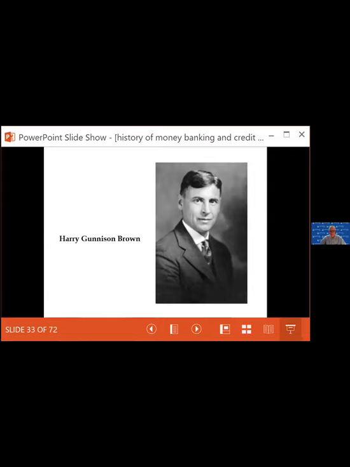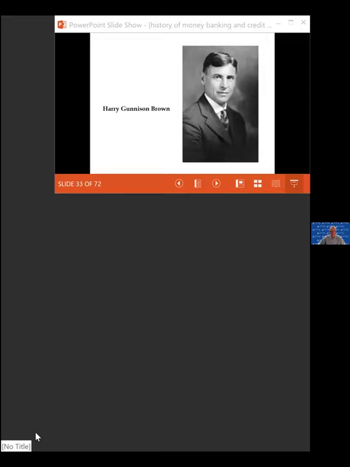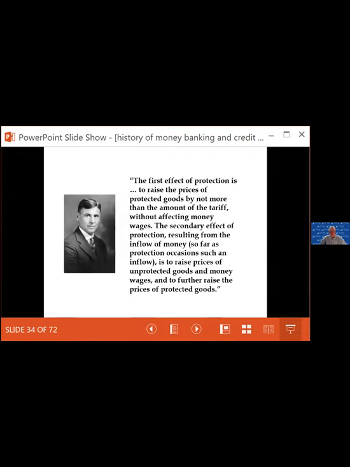And that was what Churchill was alluding to, not only the increase in the price of gold, but the imposition by the United States of a high tariff on imports in the effort to protect US domestic production. But every other country is going to retaliate. And so what's the net effect? If everybody follows the same game plan, then you're going to have a reduction in global economic activity, which is exactly what happened in the 1930s. Harry Gunnison Brown wrote, "The first effect of protection is to raise the prices of protected goods by not more than the amount of the tariff without affecting money wages."